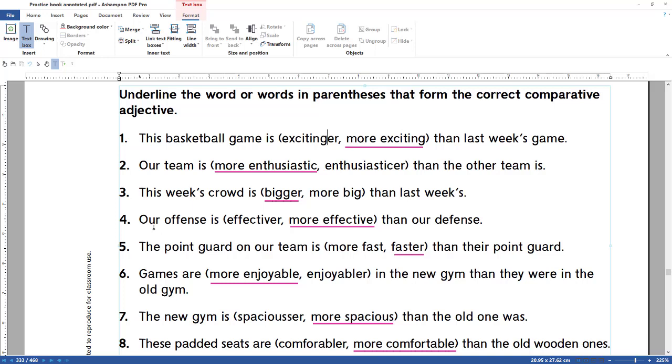Okay. But number 3, this week's crowd is bigger than last week's. Why here we didn't choose more, guys? Because of course the word big, or the adjective big, is only one syllable. It's a short adjective. That's why we will just add er. And the rule that it ends with a consonant before it a vowel, that's why we duplicated the consonant.